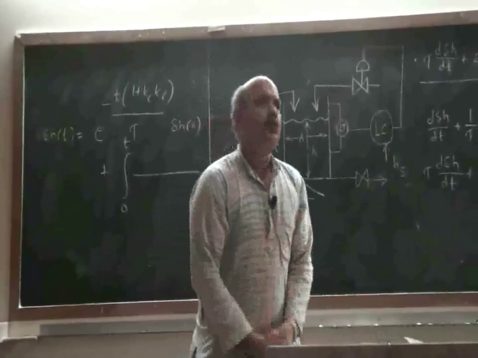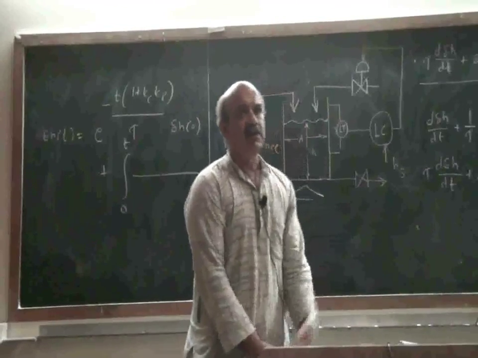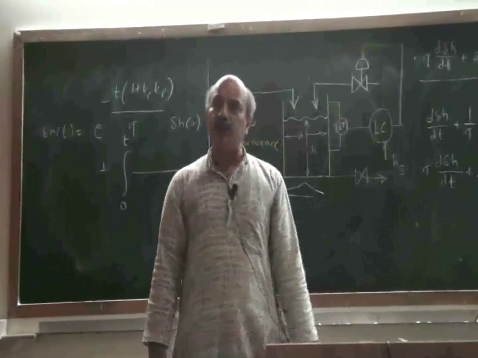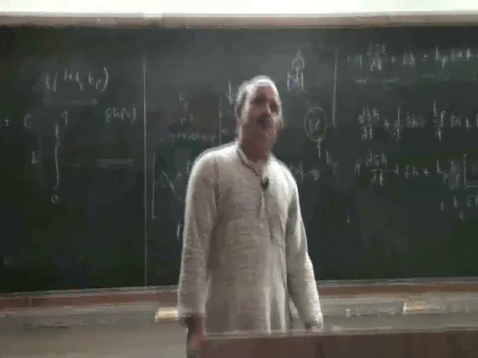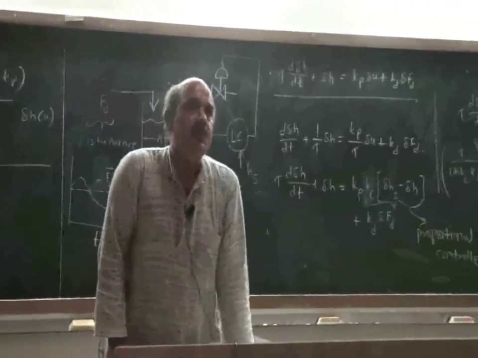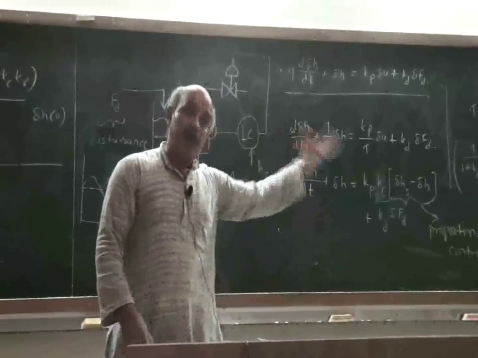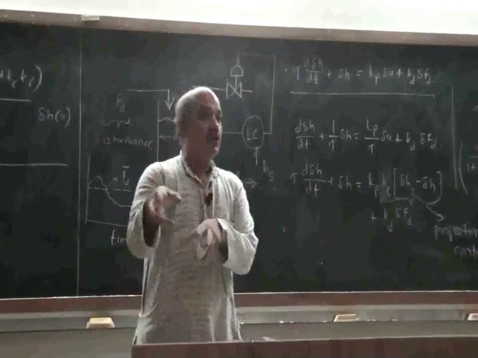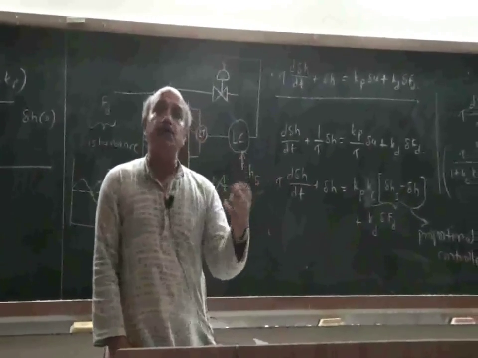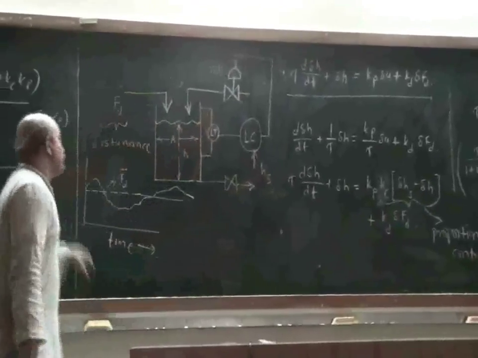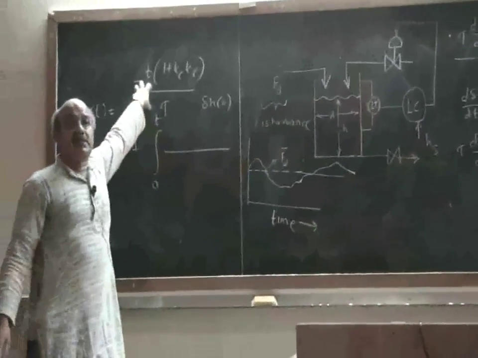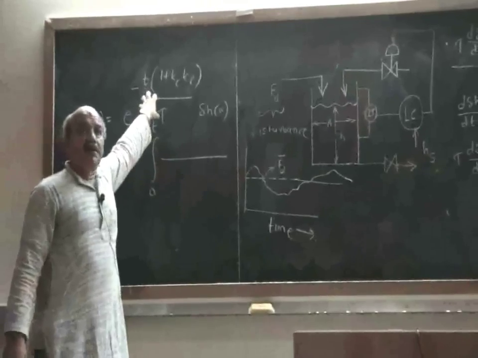In fact, you are going to use one more advanced controller. This simple controller is called as proportional controller. There will be one more controller called as proportional integral controller which we will be using. So there will be one more term coming up. There will be one more constant. And how do you decide those constants such that this transient is managed properly?